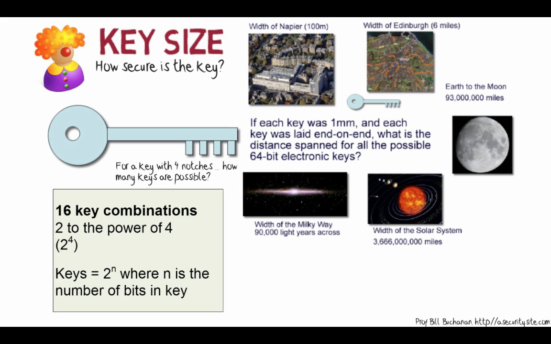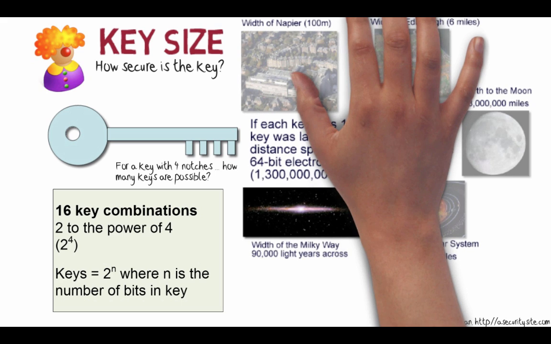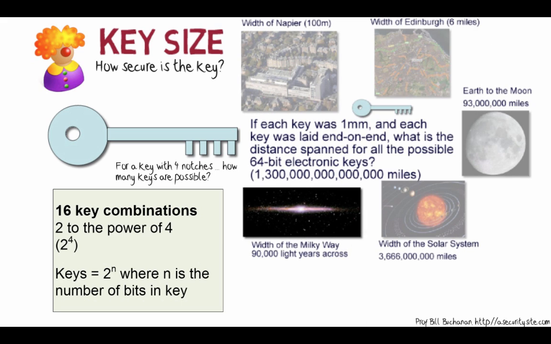Well, actually, that's a lot of keys, and it would actually be larger than the Milky Way. So you can see that we actually have quite a lot of keys if we're using 64-bit encryption.